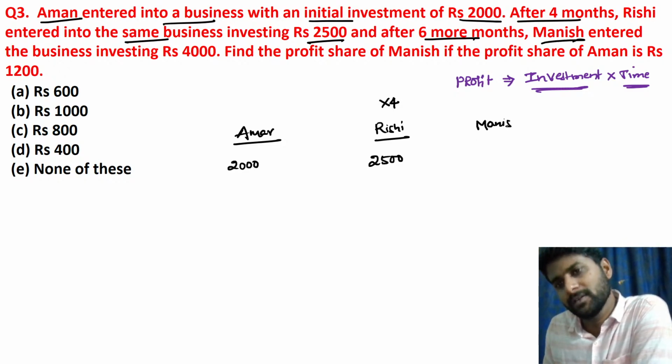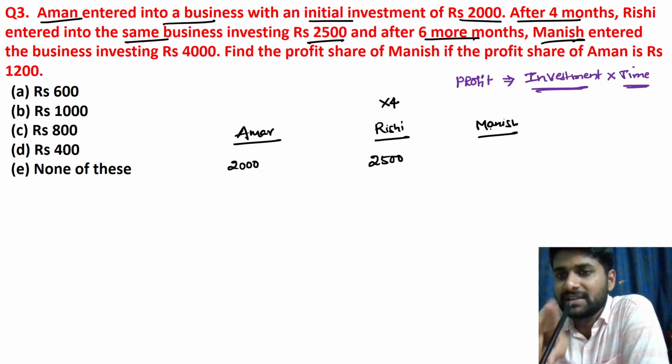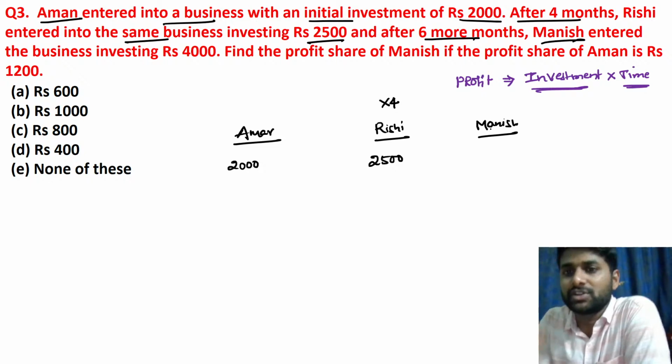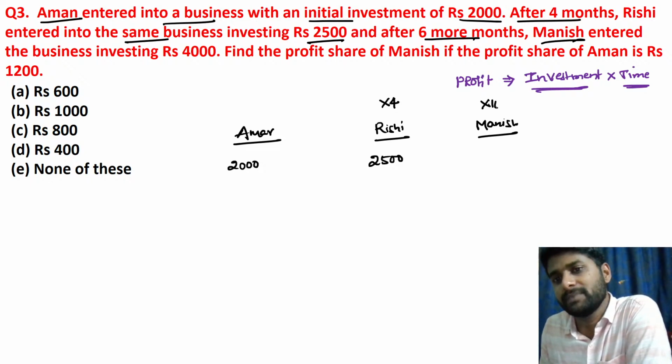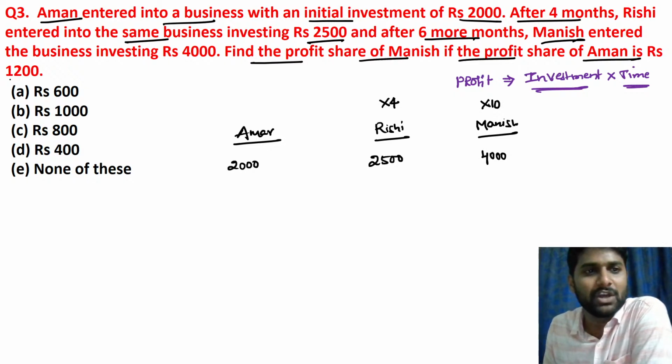So for the first 4 months Rishi is not there. After Rishi entered, again after 6 months, Manish entered the business. Then we can understand that Manish is not there for the entire 10 months. But Manish invested 4,000 rupees. Here's the question: find the profit share of Manish if the profit share of Aman is 1200 rupees.